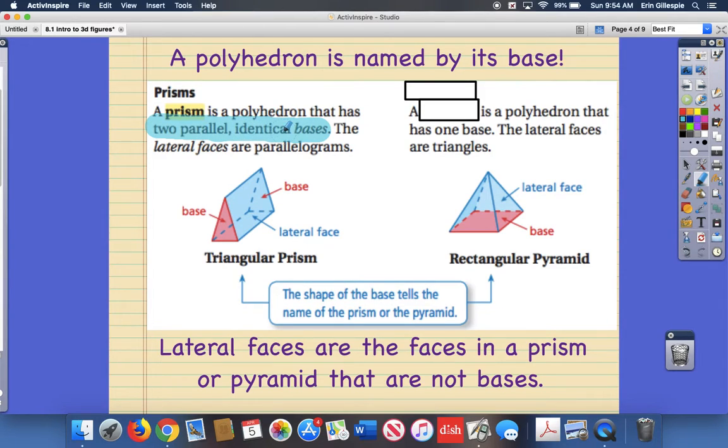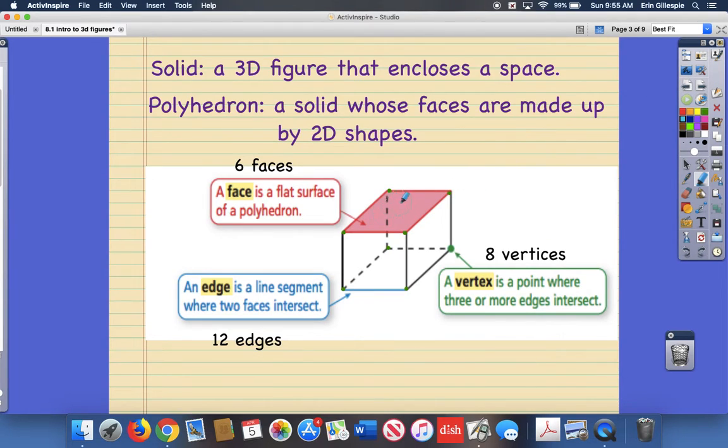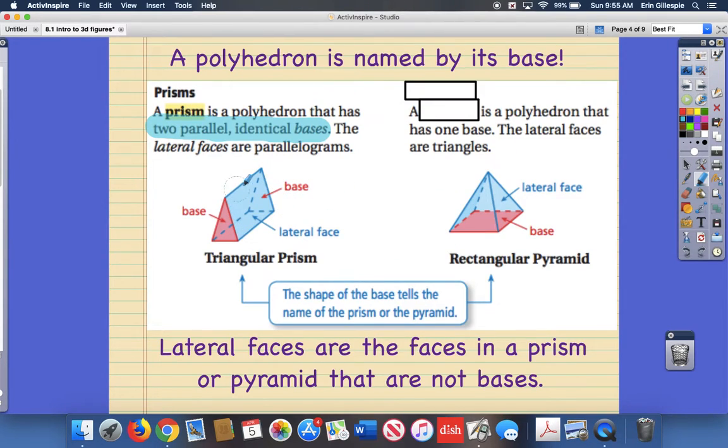They also have to be identical, okay? Same size, same shape. So when you look at a prism, if I look back here, if we call this my base, it has another one parallel and identical to it, okay? So this would be called a rectangular prism because we name prisms by the shape of their base. This one's called a triangular prism because even though it's not sitting on its bottom, sometimes kids think base means bottom, but it doesn't have to be sitting on its bottom. But it has these 2 identical and parallel triangles, okay? So that's why it's called a triangular prism.